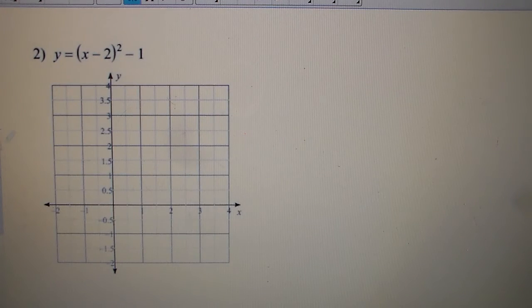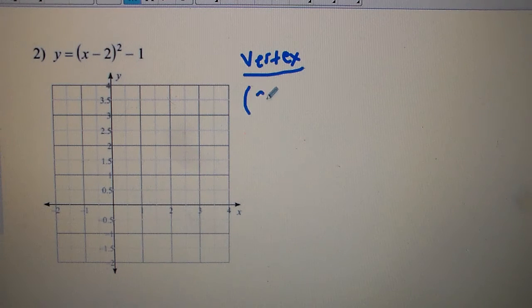Alright, so let's do another one. Let's say we have y equals (x minus 2) squared minus 1. The first thing I want to do is find my vertex. To find the vertex, my x value is always the opposite number inside the parentheses. So we have x minus 2. So my vertex x is the opposite of negative 2, which is positive 2. The y value of the vertex is always going to be on the outside, so that's negative 1. So my vertex is 2 to the right, 1 down. So we plot a point right there.